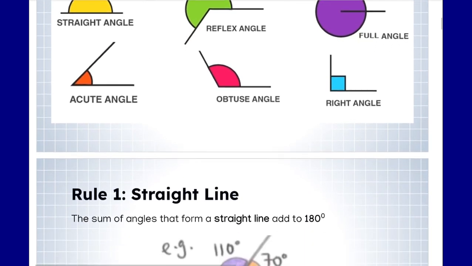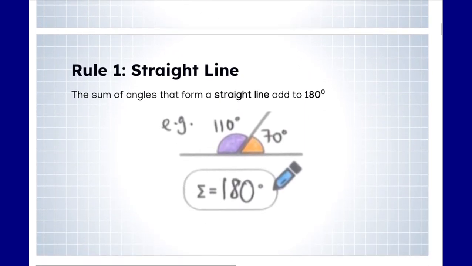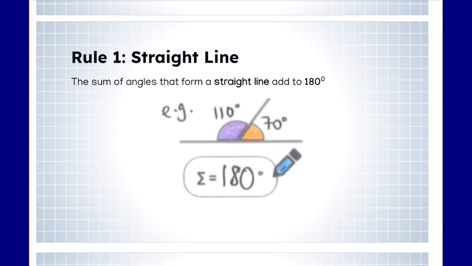So along with the different types of angles, there are some rules to look at. The first rule is looking at a straight line. When we're dealing with a straight line, the sum of the angles that form a straight line have to add to 180, which makes sense because we just mentioned that a straight line has an angle of 180 degrees. So any angles that form a straight line have to add up to 180.